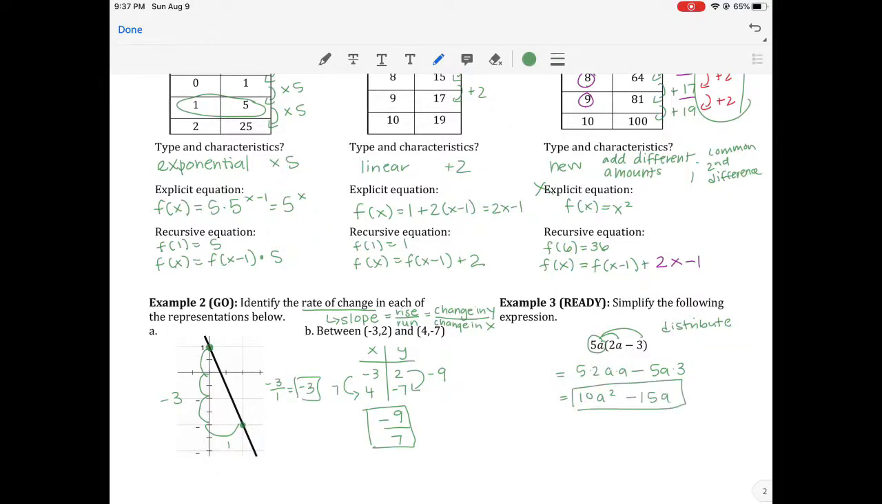So on the ready part of your homework, the beginning part, you're just going to distribute. All right, good luck with the assignment.